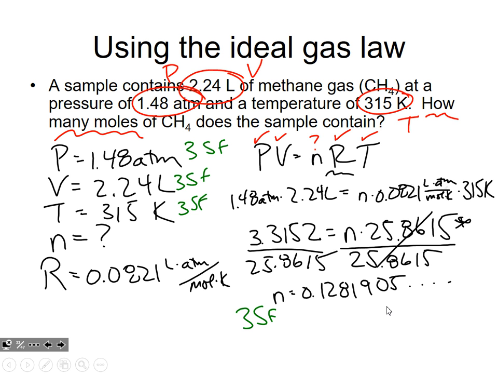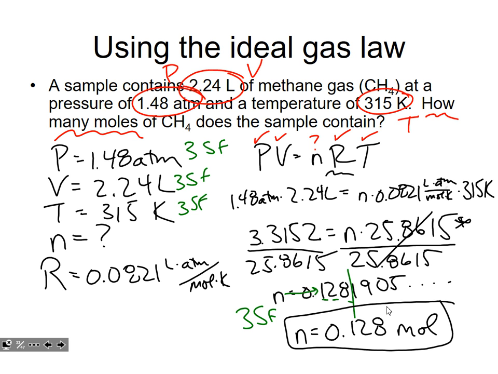The 0 here doesn't count, remember, coming in from the left side, but I want to keep the 1, the 2, and the 8, and then cut it off. In terms of rounding, I'm not going to round up, so my final answer, from 0.12811905, is 0.128 moles. And that's PV equals nRT.